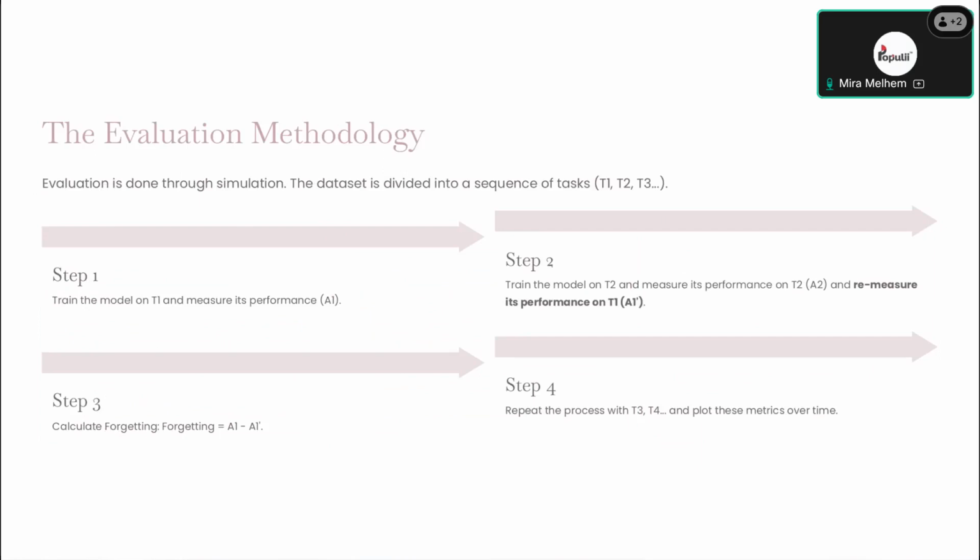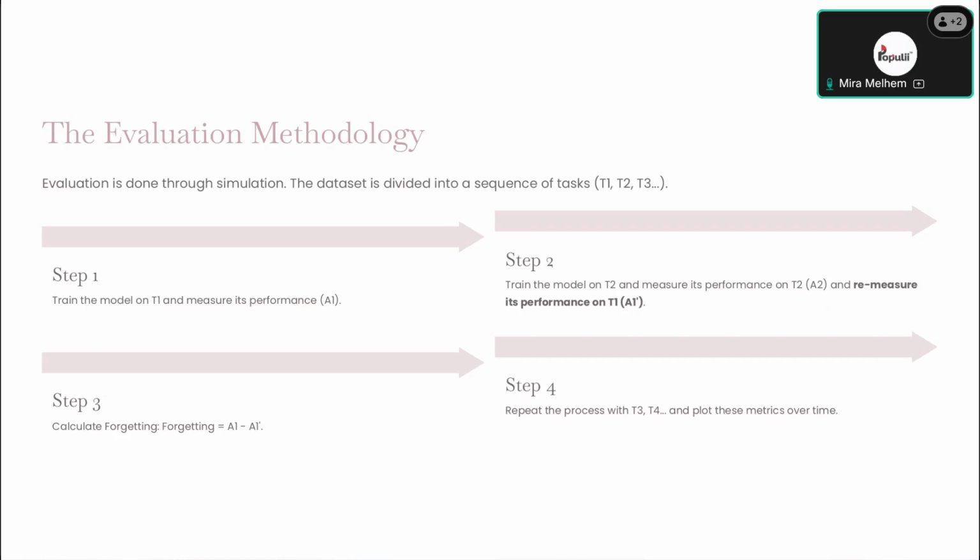To evaluate a system that learns continuously, we simulate how it would behave as it encounters new information over time. Instead of giving the model one big data set all at once, we break it into a sequence of tasks, let's say T1, T2, T3, and so on. This approach lets us observe how it learns, how it forgets and how it adapts. So let's talk about the process.